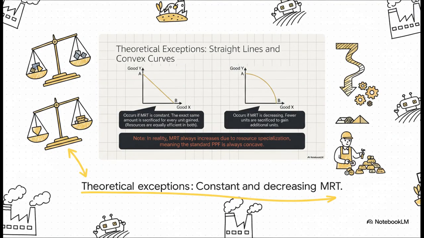Now sure, there are theoretical exceptions to this. You could have a perfectly straight line if the MRT is constant, meaning every single resource is magically equally efficient at making both goods, or you could even have a convex curve if the MRT is somehow decreasing. But let's look at reality here. Because of resource specialization, MRT almost always increases in the real world. That means the standard curve you're going to deal with is always concave.